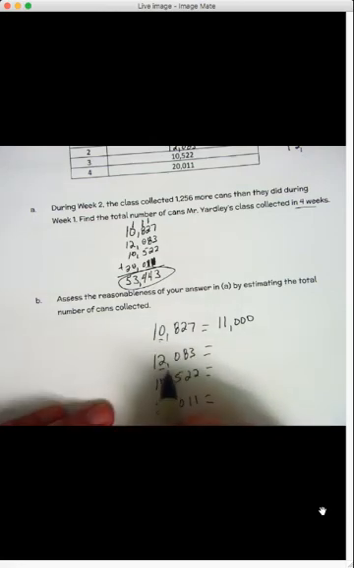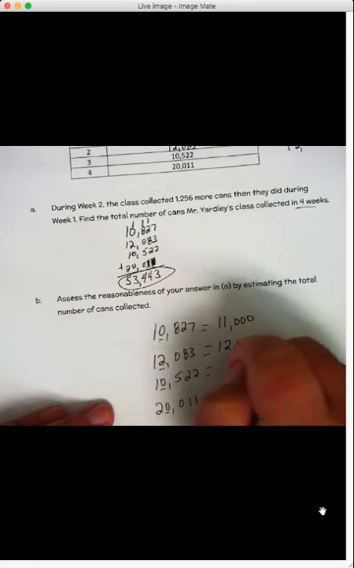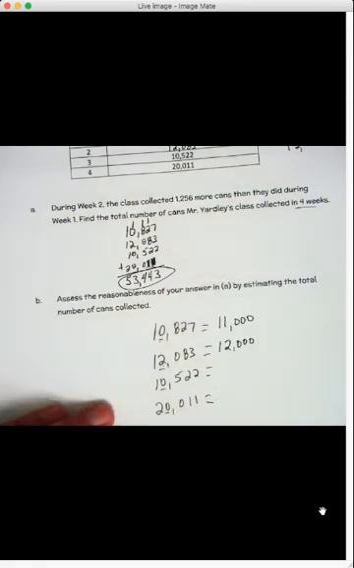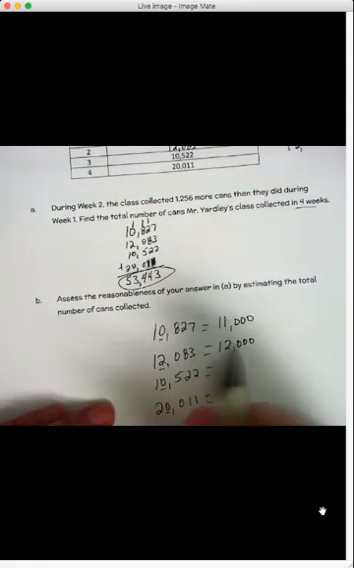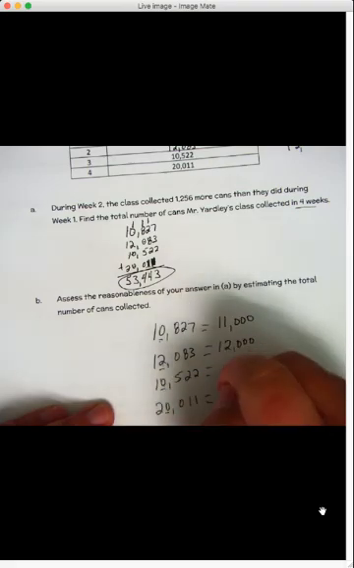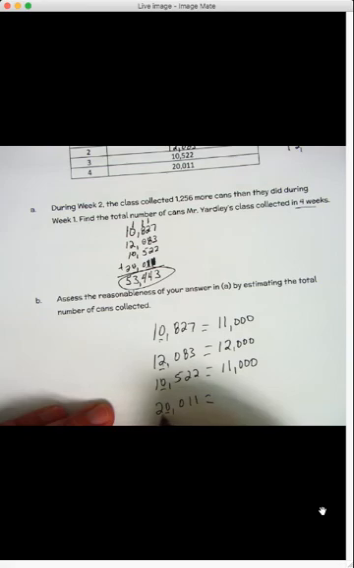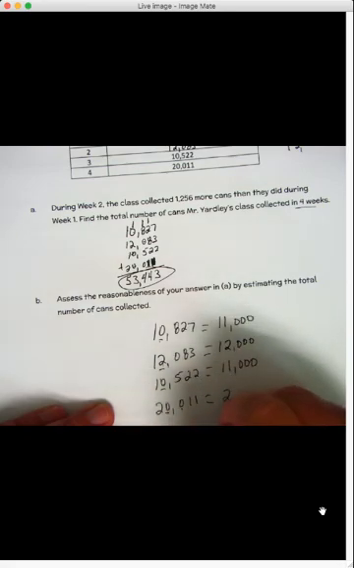Week 2 was this many. We've got a 2 with a 0 beside it, so it stays 12,000. So in week 2, they collected about 12,000 cans. Week 3, we've got a 5 beside the 10. Okay, fifth graders. That 5 or more raised the score. That makes that 11,000. And this one, we've got a 0 in the thousands place with a 0 beside it. So that leaves it at 20,000.